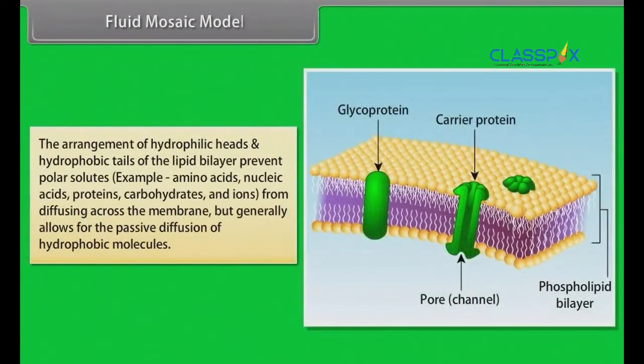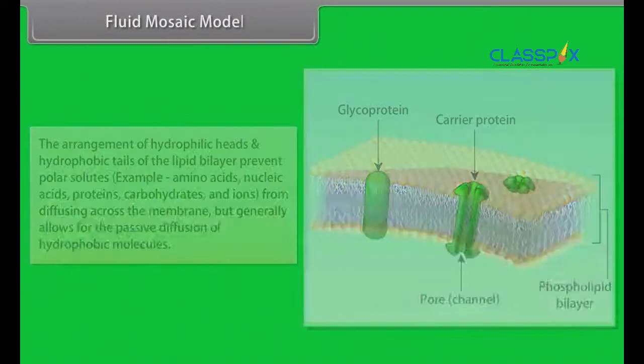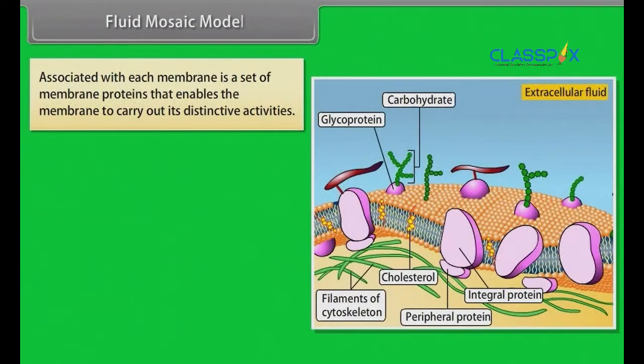The arrangement of hydrophilic heads and hydrophobic tails of the lipid bilayer prevent polar solutes, example, amino acids, nucleic acids, proteins, carbohydrates, and ions from diffusing across the membrane, but generally allows for the passive diffusion of hydrophobic molecules. Associated with each membrane is a set of membrane proteins that enables the membrane to carry out its distinctive activities.